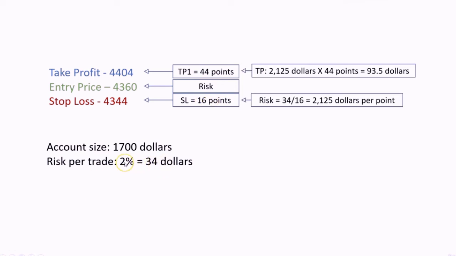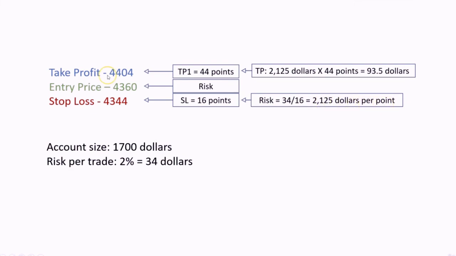Then we take the risk. So 2% from our account is $34. This is the amount of dollars that we would like to risk per transaction. So we take that and we divide it by the 16 points on the stop loss, and we get an amount of $2.125 per point. This is what we are going to risk in this transaction.